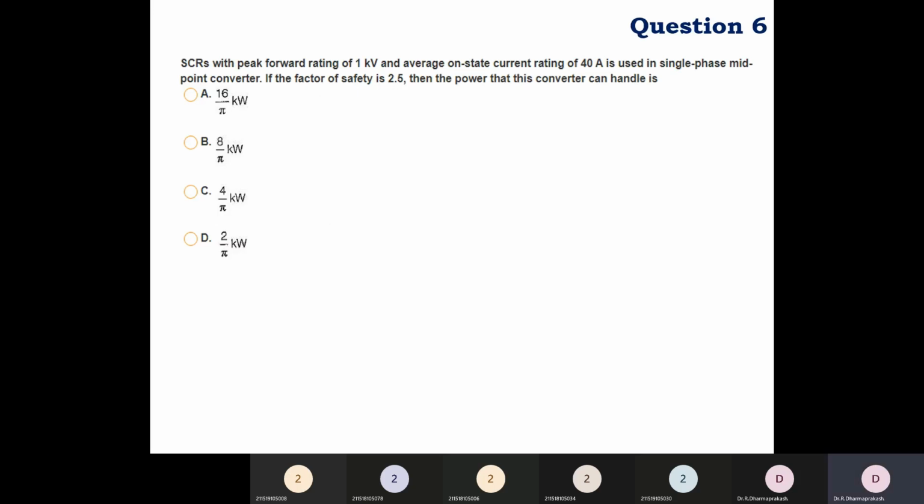Okay, next question. SCRs with peak forward rating of 1 kV and average on-state current rating of 40 amperes are used in a single phase midpoint converter. If the factor of safety is 2.5, then the power that this converter can handle is, you have to find the power.